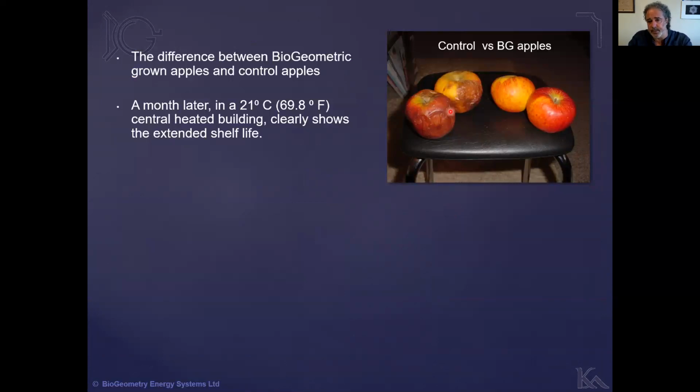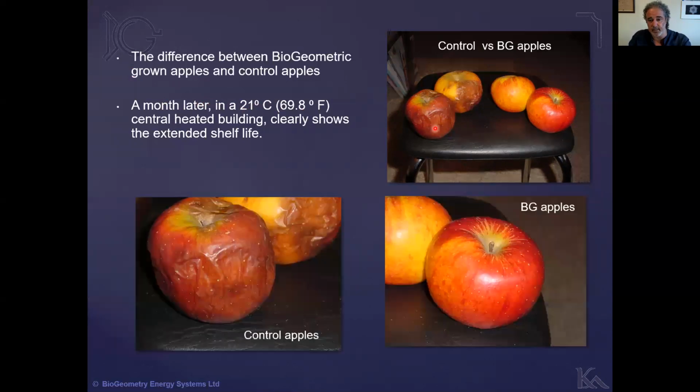We see 2 apples here, 2 apples here. These were the control, which means they were from the normal orchard. And these were the biogeometry ones. When I say from the normal orchard, this is not to say the orchard didn't give good apples, but these are apples which were left for a whole month in a central heated apartment at 21 degrees. We know what happens. No matter how fresh they are, eventually after a while you get that caramelization, oxidation effect there. But not the biogeometry apples.